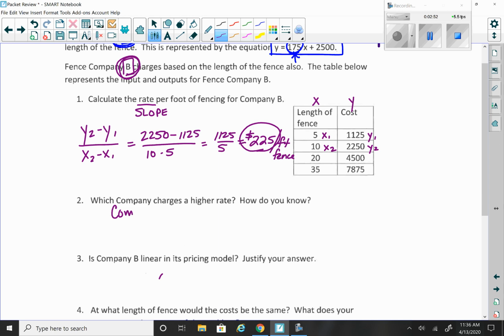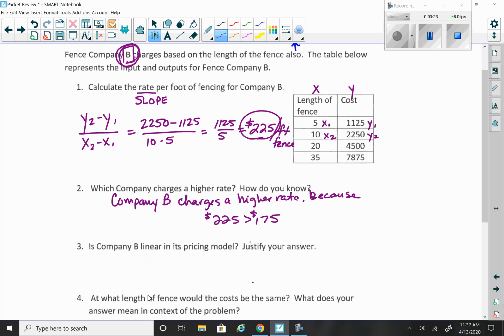We can say company B charges a higher rate. How do you know? I'm going to say because 225 is greater than 175, right? The cost per foot is higher at company B. Again, during these videos, if you ever need to pause or rewind or rewatch them, you can.